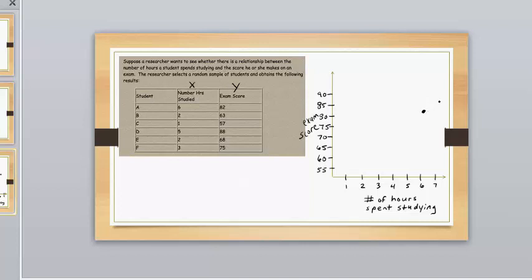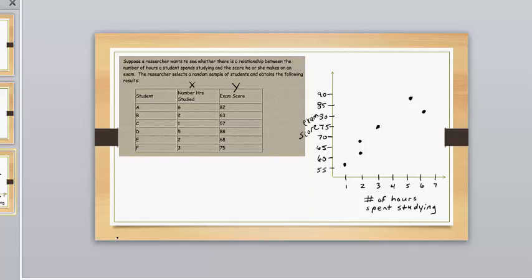And student B studied 2 hours, so I'm going to go above the 2 and go up to 63. Student C studied 1 hour and made a 57. Student D studied 5 hours and made an 88. Student E studied 2 hours and made a 68. And finally, the last student studied 3 hours and made a 75. And so we now have constructed a scatter plot.